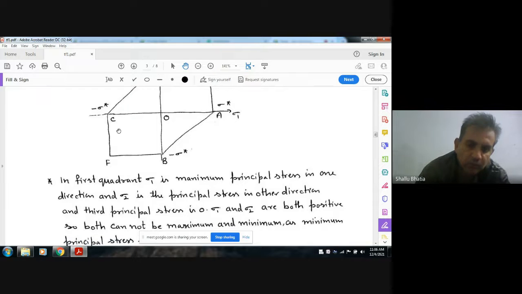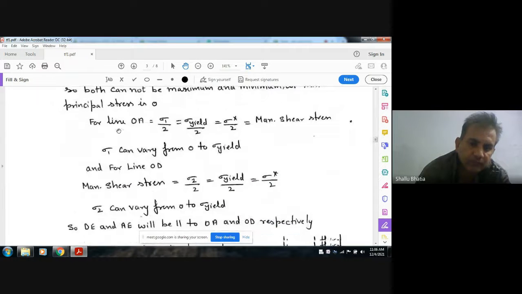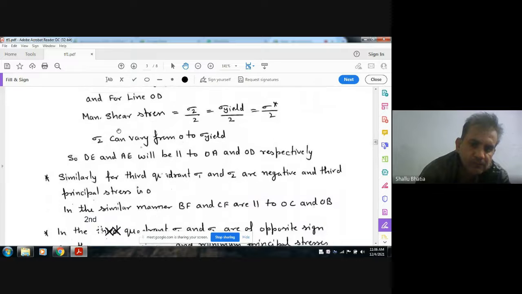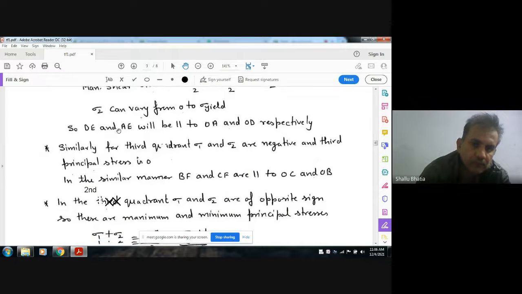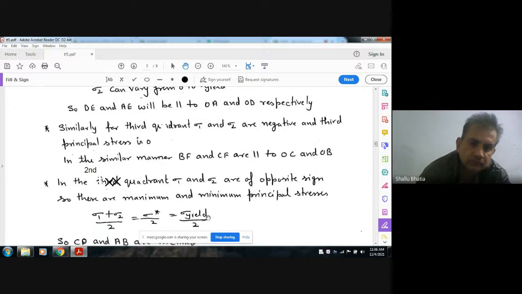Now if we take the second quadrant, one is positive and the other is negative. So these are the maximum and minimum principal stresses. Because one is positive, that will be the maximum principal stress, and the other is negative, that will be the minimum principal stress. So the maximum shear stress will be sigma 1 plus sigma 2 by 2, equal to sigma star by 2 or sigma yield by 2.